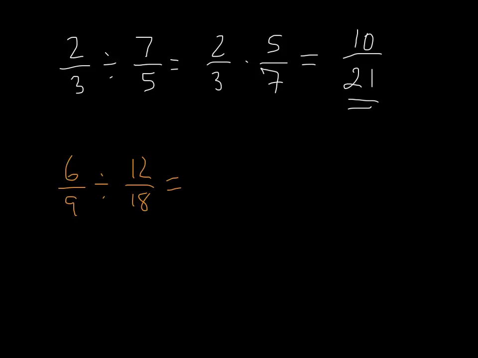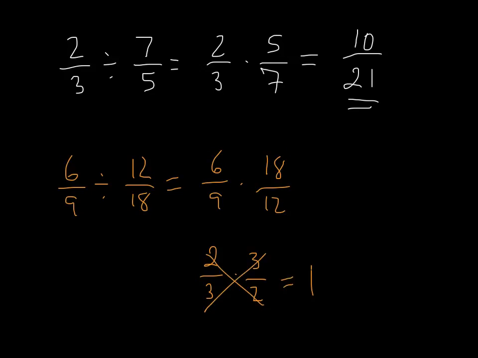Okay, so we have 6/9 divided by 12/18. First thing I'm going to do is rewrite 6/9 times the reciprocal of 12/18, which is 18/12. Now, I have all types of great cancellation. I could cancel 6/9 and make that 2/3. So I'm just going to write that right here. I can make that 2/3. I can make 18/12. Those both have factors of 6, so that would be 3/2. Then this cancels, and I'm down to just 1.